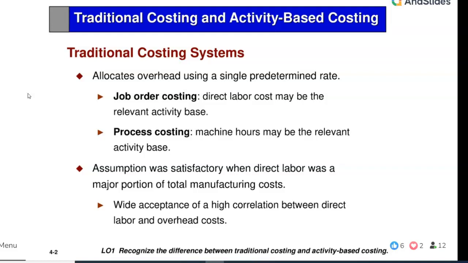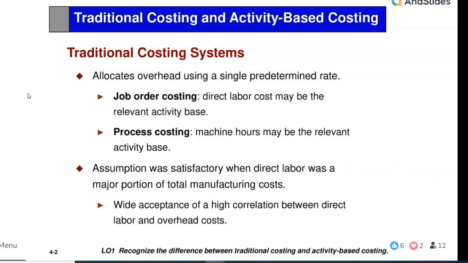Now, my overhead is $1 million, and I estimate that at the beginning of the year in a job order costing and process costing. And then I select, if I am a labor-intensive business, which means I use a lot of direct labor to manufacture my product, I will allocate the overhead either on direct labor costs or direct labor hours. If I'm a capital-intensive company, which means I use a lot of machine and less labor, then I'll allocate it based on direct labor, machine hours. In any case, I needed a direct allocation base to assign the $1 million dirhams in manufacturing overhead cost.